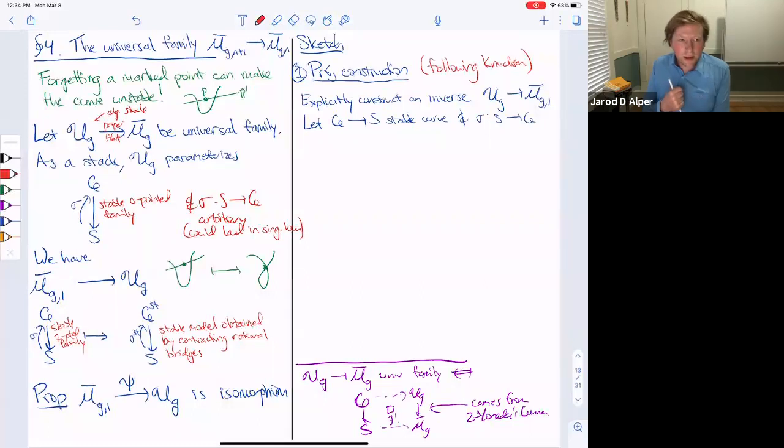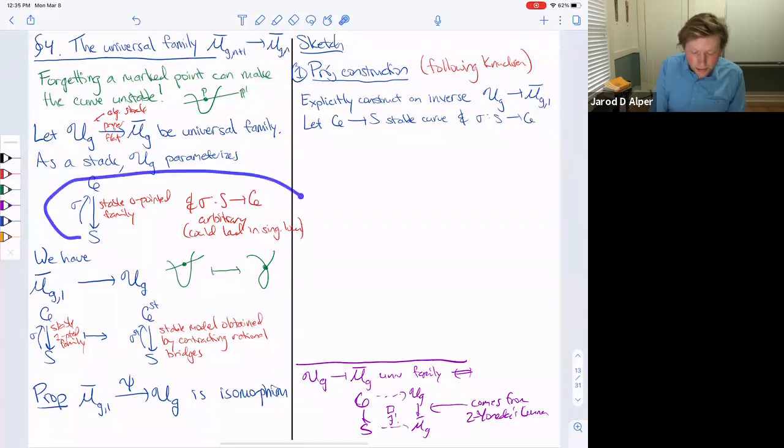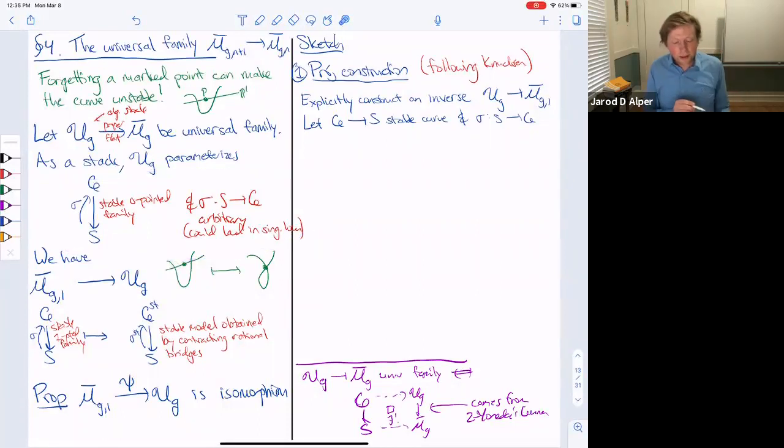I think my point is that it's not possible here. One of my points was that MG1 is a universal family over MG, followed from tautological reasons. And if you apply that same logic here, you get a description of the universal family, but it's not MG1 bar. It's this: stable 0 pointed families and an arbitrary section.